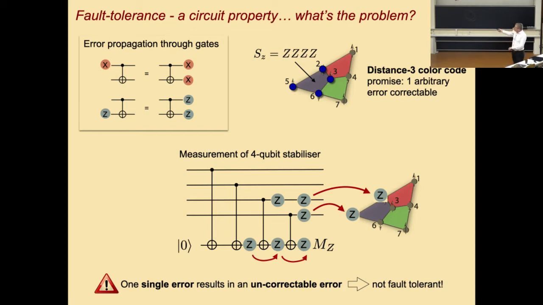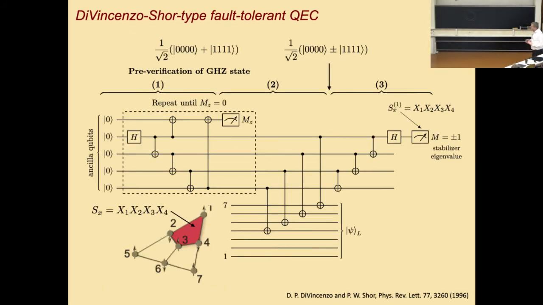Yeah? We work with a code that promises us one arbitrary error is correctable, but we are using the wrong circuitry. A single error at admittedly some malicious position. If it happens here, we are okay. It's only a single error that would be corrected. But here at this particular position, it results in a weight 2 error. That means we have to think about smarter ways of getting around this. And this is what has been developed over the last 2 decades or so.